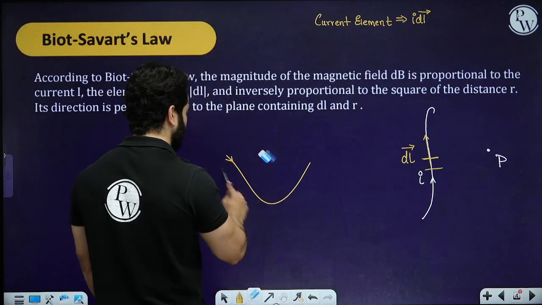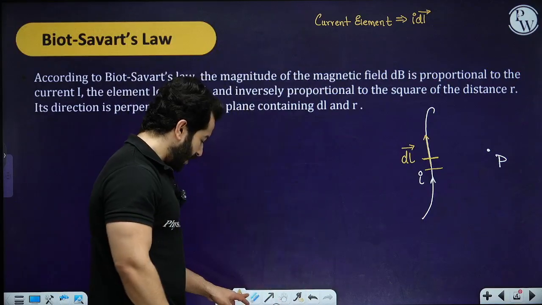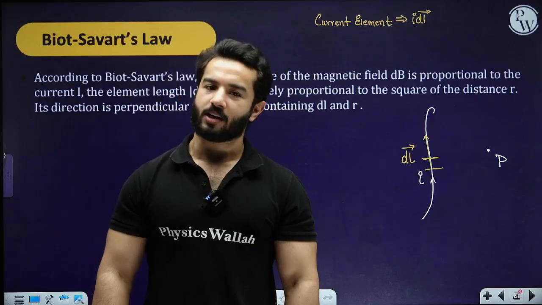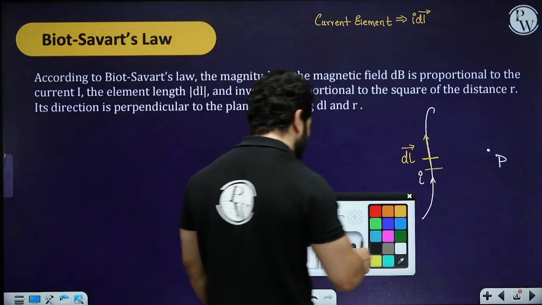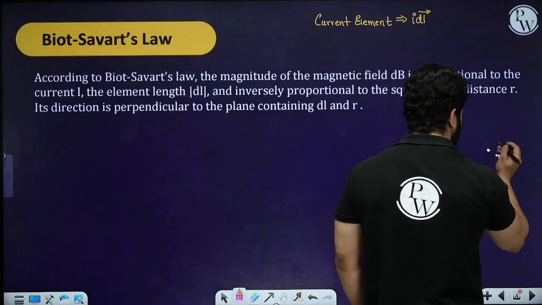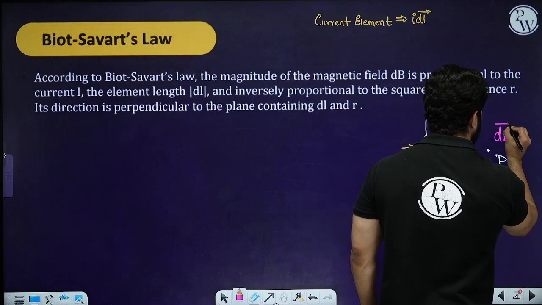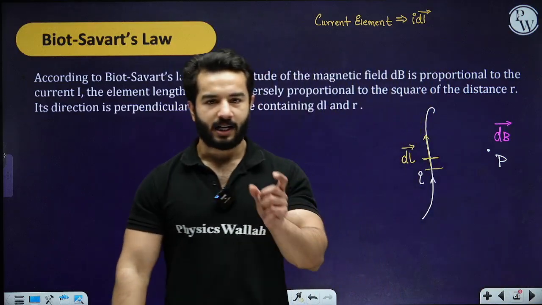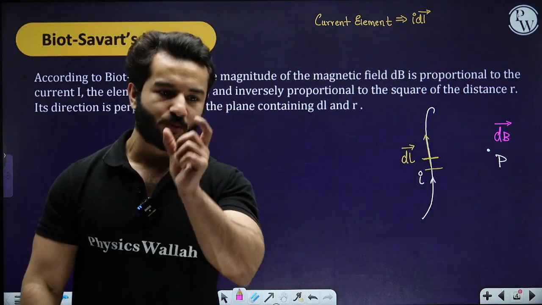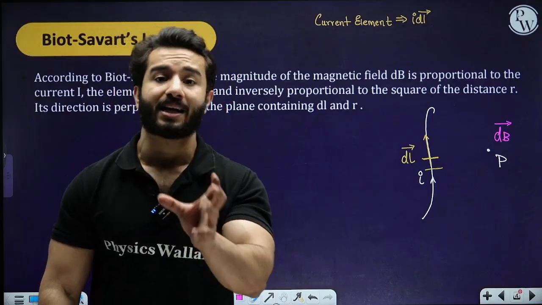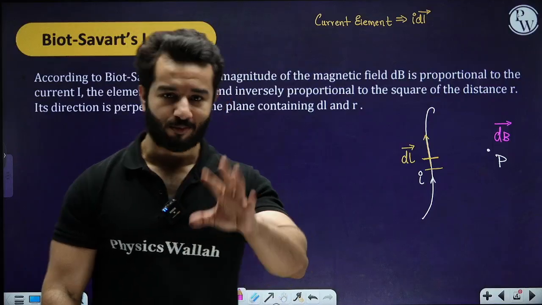So right now let's move on. Now they are saying that if you are talking about an infinitely small current element, the magnetic field that will be produced because of this infinitely small element will also be very small. So let's call it dB. So dB is basically the infinitely small magnetic field, or it can also be called magnetic field intensity or magnetic induction. So we have got three terms, right?